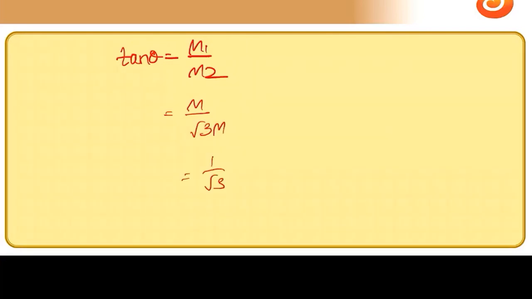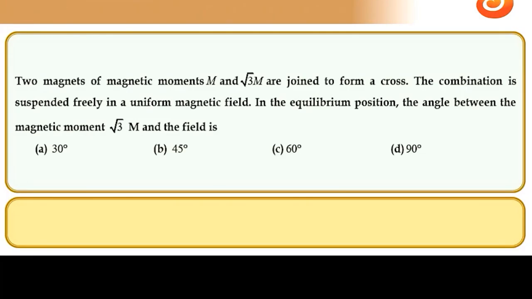So here tan theta is equal to m1 divided by m2. So this is equal to, what is that? m1 is m and this is m2, which is root 3 m. So it is 1 by root 3. So what is our correct choice? This turns out to be theta is equal to 30.